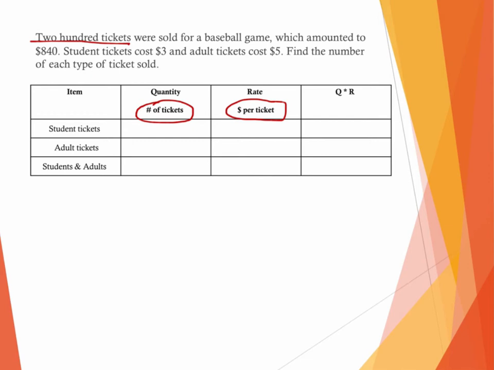Now we have all the information we need in order to build our table. 200 tickets were sold, and that amounted to $840. So if I go to my totals row here, my student and adult tickets, the number of tickets was 200. There's no rate for student and adult tickets, so I don't have anything in here. That's okay. You could either put an X or you could leave it blank. There's no information for that box. But I know that the total amount of student and adult tickets is $840. So this row is kind of like the total cost or total price.